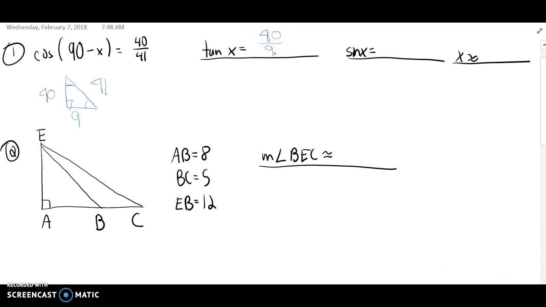And then the sine of x would be 41 over 40. 40 over 41, and then do you want to do the x? And then we can just, I did the sine inverse of 40 over 41, and that is 77.3.